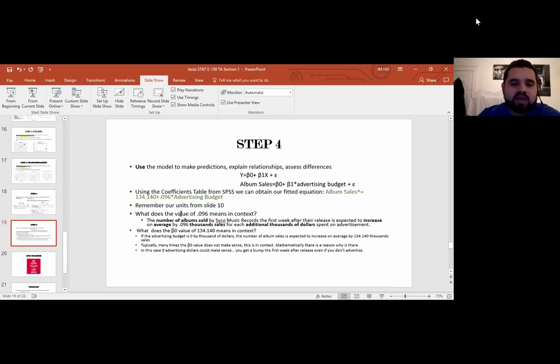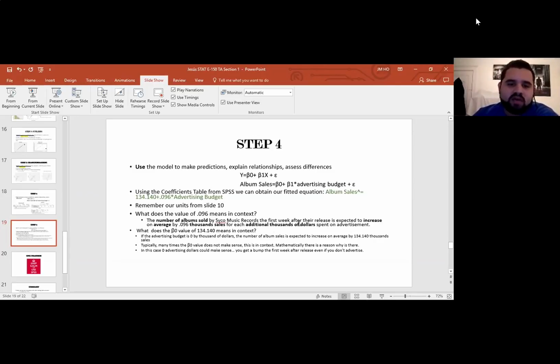By 0.096, which I got from the slope. And then this is the unit, 1,000 sales. Every time you forget the unit, you're gonna get points off. I remember that the units were from slide 10, so that's where they are, if you wanted to quickly check. And then the number of albums sold is expected to increase on average by 0.096 thousand sales for each additional thousand dollars. So this is the unit for the advertising budget, which is the predictor variable.